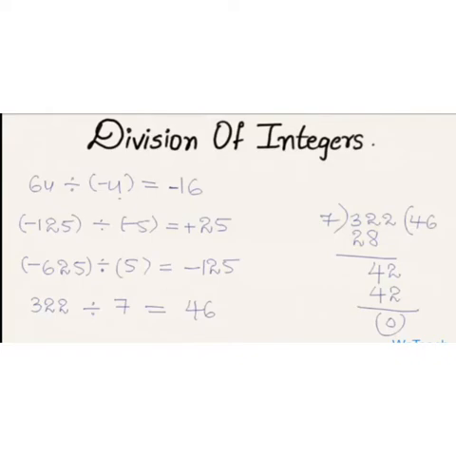So here we can say that if a positive integer is divided by a negative integer, or a negative integer is divided by a positive integer, we get the result as a negative integer. Similarly, if we divide a negative integer by a negative integer, or a positive integer by a positive integer, we get the result as a positive integer. Hope you understood the concept.